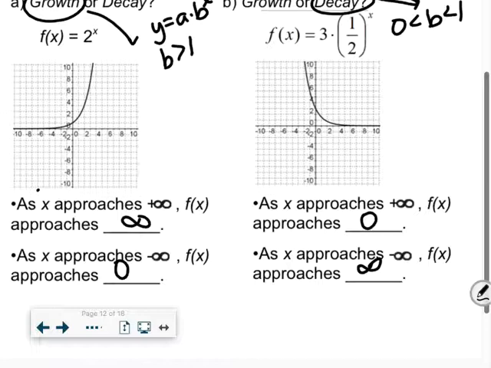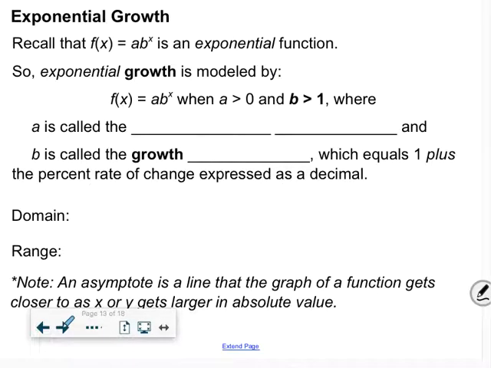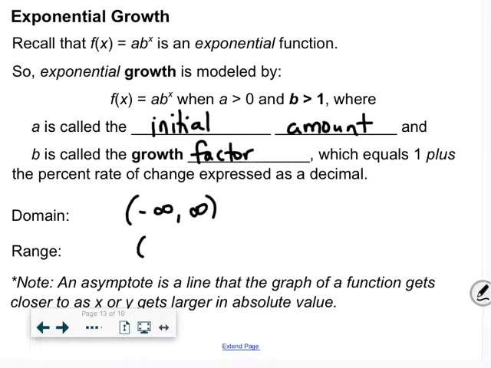So recall from yesterday, f of x equals a times b to the x is an exponential function. So exponential growth is when b is greater than 1 and a is greater than 0. A is called the initial amount. And b is called the growth factor. The growth factor is 1 plus a percent of rate of change, expressed as a decimal. Domain is negative infinity to infinity, and range is 0 to infinity.